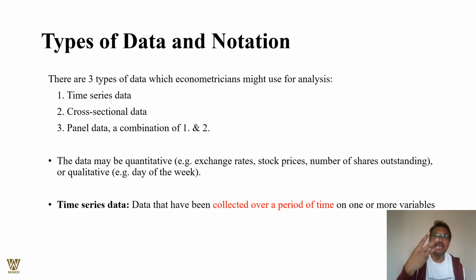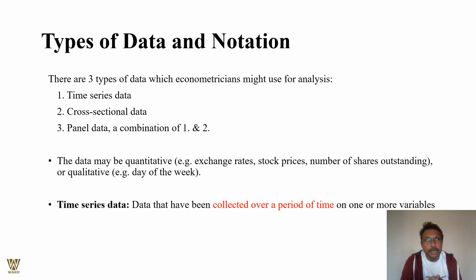There are three types of data. Remember, three types of data. One is time series data, cross-sectional data, and panel data, or perhaps a combination of time series and cross-sectional data. So the data might be quantitative, for example exchange rates, stock prices, number of shares outstanding, or qualitative, such as the day of the week, as the case might be. Time series data: data that have been collected over a period of time with one or more variables. So that is what time series is all about.